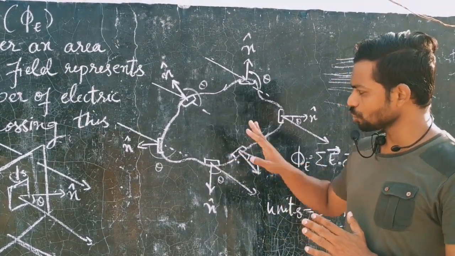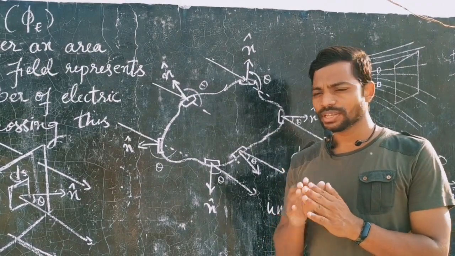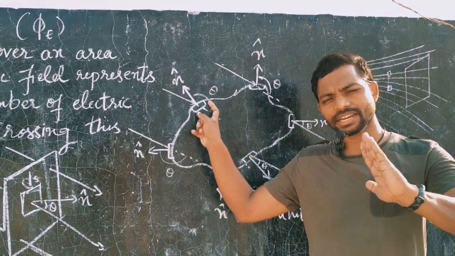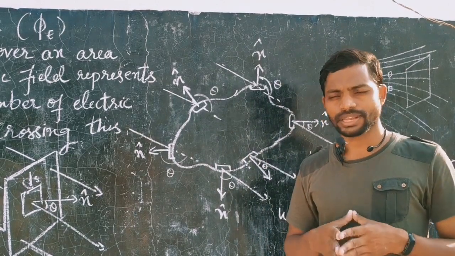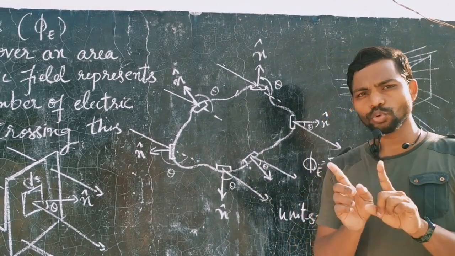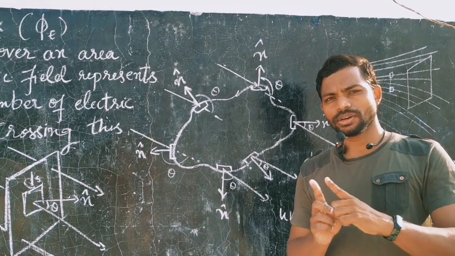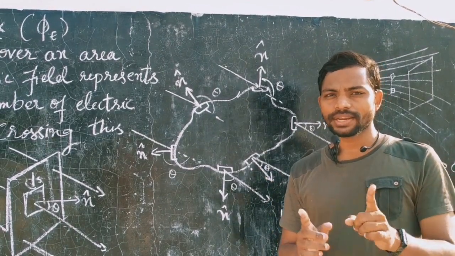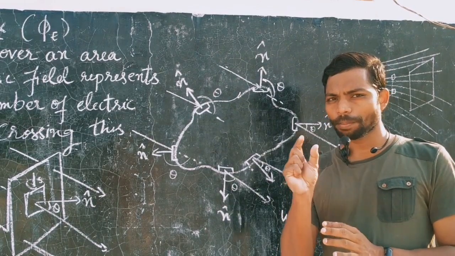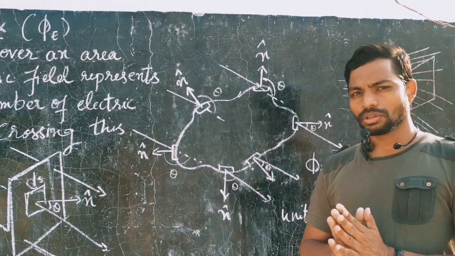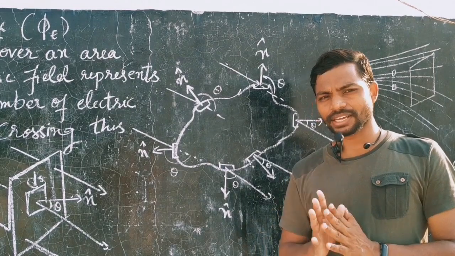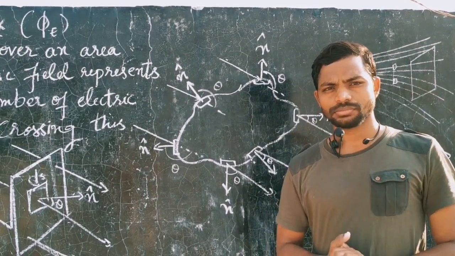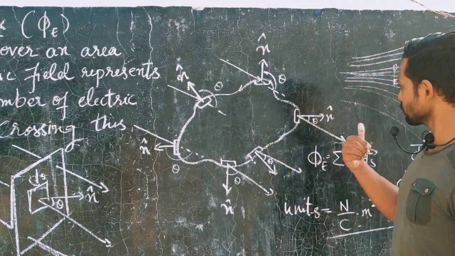But in doing this, I should ensure that through that small area element, the electric field should be uniform. Then only I can calculate, because if there are two electric lines going in different directions, then I cannot calculate the flux. So through a particular area, the electric field line should go in a single direction. For that, we have to consider very small elements. Have a look at this.